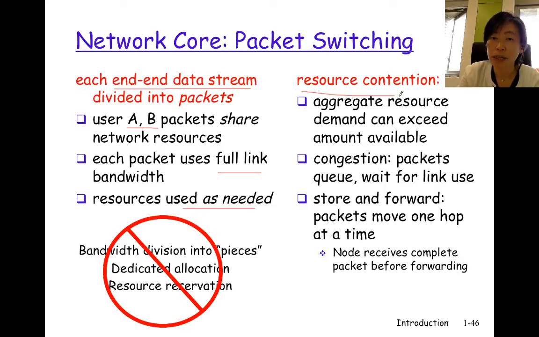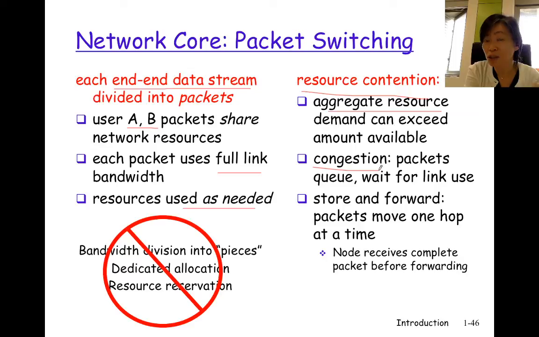But potentially, using packet switching, we have contention. We kind of aggregate resource demand. And when the aggregated resource demand exceeds the resource, then we'll see congestion. Packets will get queued up. They will have to wait for their turn to be transmitted by the link. So even though each packet gets the full link bandwidth, when there are more people coming in trying to send, they will all be going on and waiting in line.